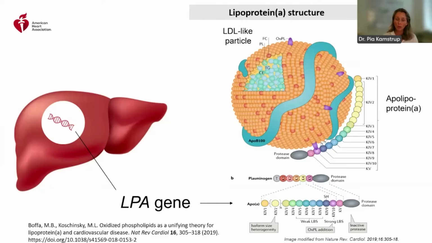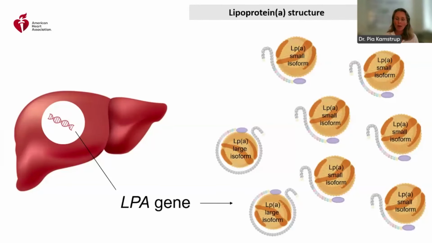Notably, the number of kringle 4 type 2 structures varies between 2 and more than 40, and the Lp(a) particle thus occurs as differently sized particles, with most individuals expressing 2 different isoforms, one from each LPA gene allele. Now, the rate of assembly and secretion of Lp(a) is mainly determined by the size of the LPA gene transcripts, with greater retention and thus less excretion of large apolipoprotein(a) isoforms compared to that of small apolipoprotein(a) isoforms.